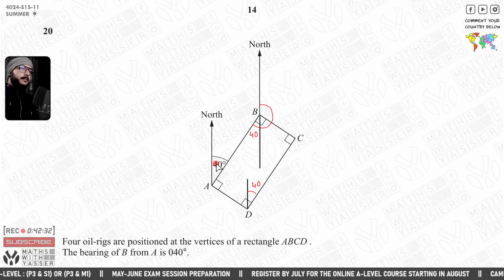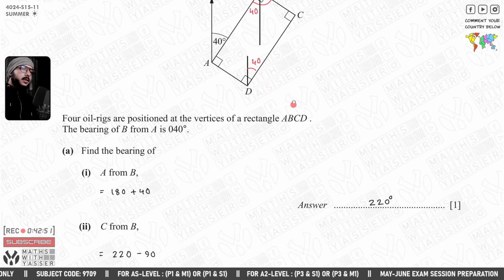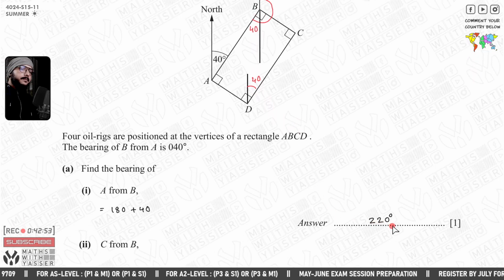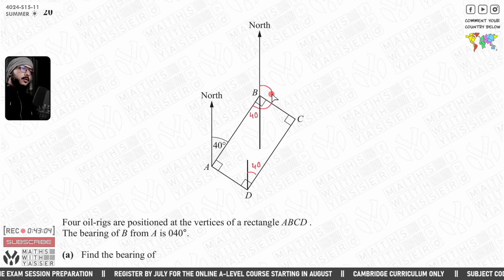Since this is 40 and both of these are vertical lines, these two angles must be alternate. So if this is 40, this is also 40, and the angle in a straight line is 180. So the required bearing must be 180 plus 40, which gives us 220. Then we need to find the bearing of C from B. That means the angle needs to be made at B. So the bearing of C from B.